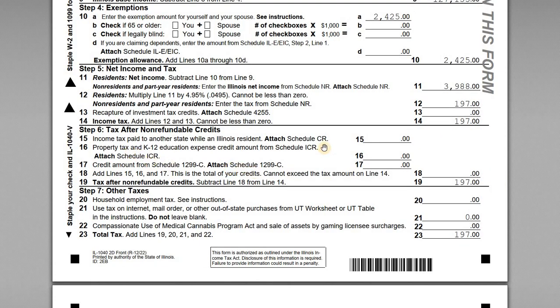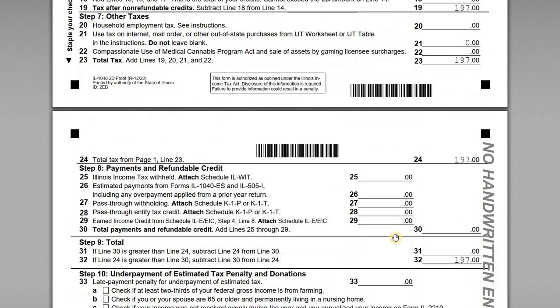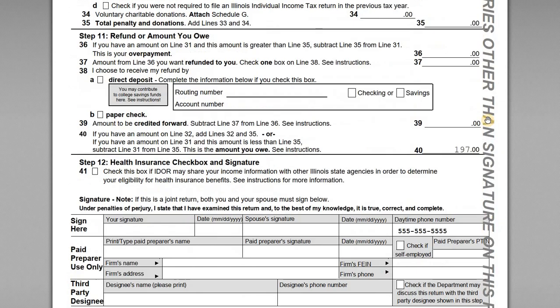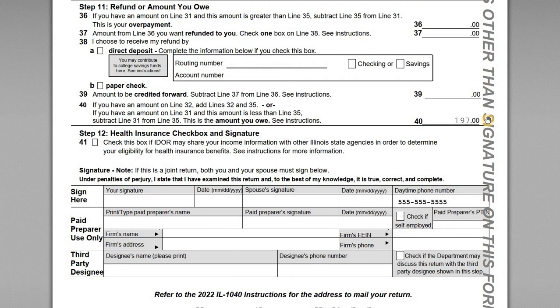We don't have any kind of income taxes paid to other states. We don't have any other kind of credits, right? No use taxes owed, nothing like that. So the net amount of tax that Jacob is going to owe here is $197, all right? Now, obviously, if you made estimated payments during the year, you might get credit for that. But in this case, none of that happened. He didn't pay anything in yet, so he's just going to have to pay Illinois the $197 with the return when he files it. All right, so that covers it for this return.